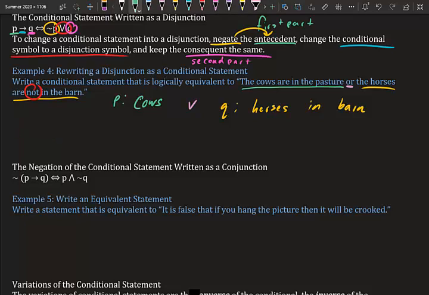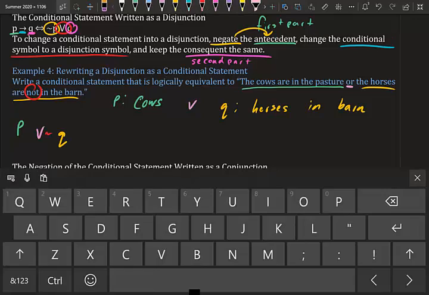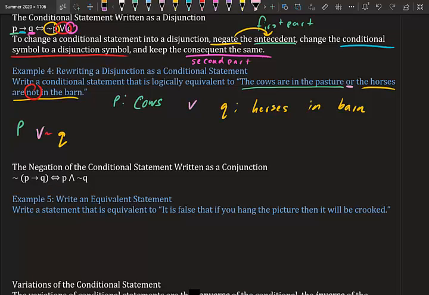So we're going to write this sentence in symbols now. The cows are in the pasture, that's P, because that represents cows. We have our connective of or. The horses are in the barn, so that's Q, but since we have that little knot, we have to put a squiggly. So we have to match a left side with one of our other sides.